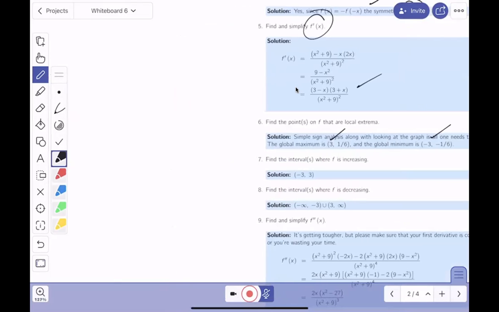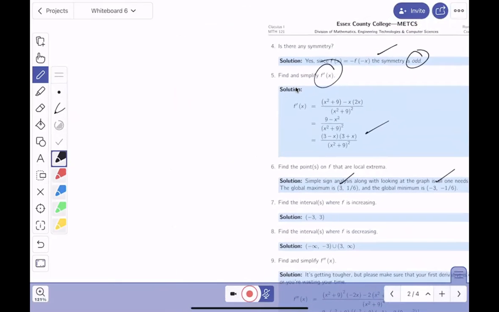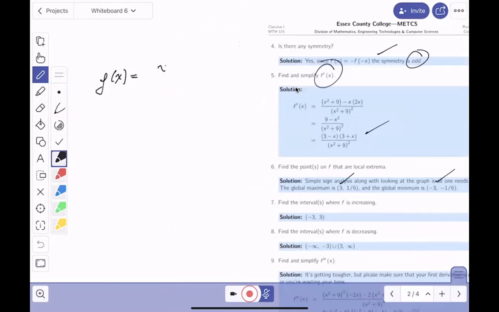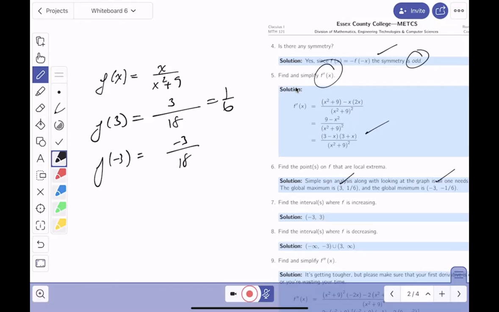I want to point out, it's really not bad to compute these numbers. So, what's f of x? Let me go back and show you. That was x over x squared plus 9, right? So what's f of 3? That would be 3 over 9 plus 9, which is 18, which is 1/6. So I'm pretty comfortable with that. And f of minus 3, very simple. It's minus 3 over 18, which is minus 1/6. And again, I'm comfortable with that.